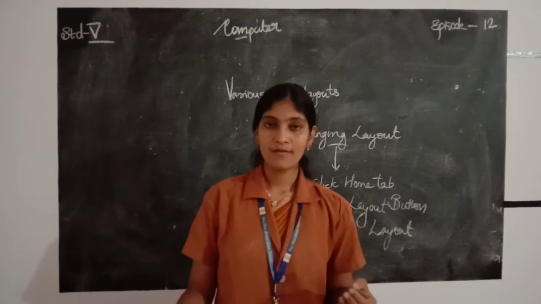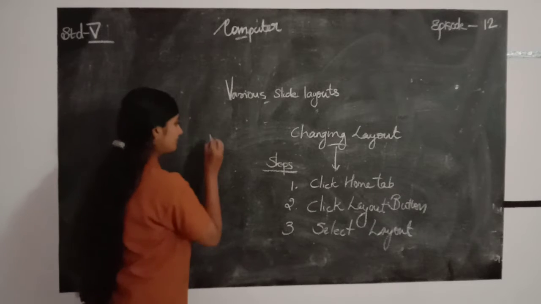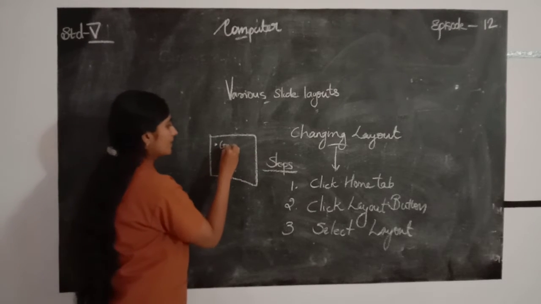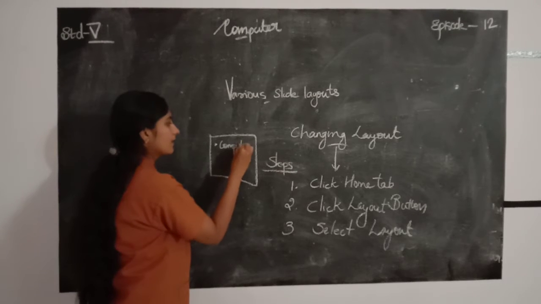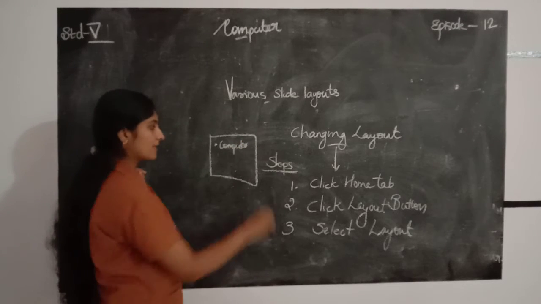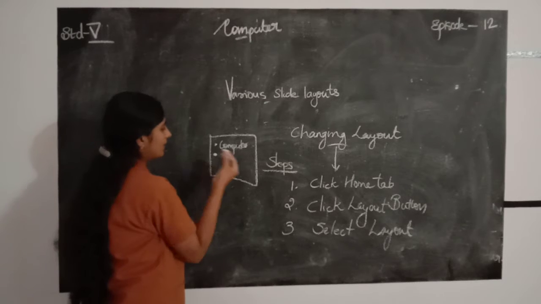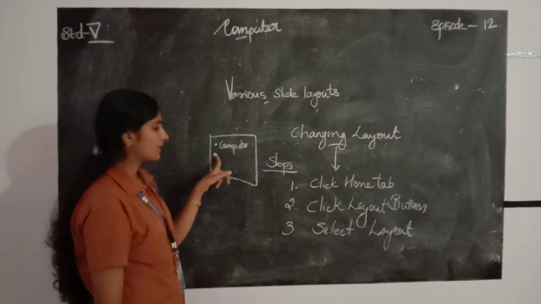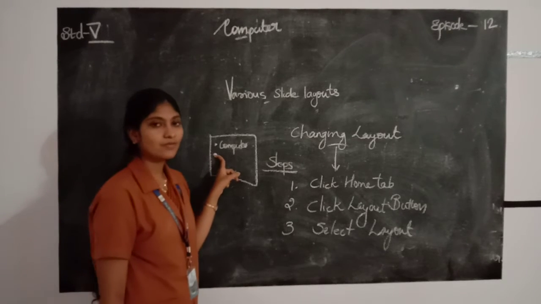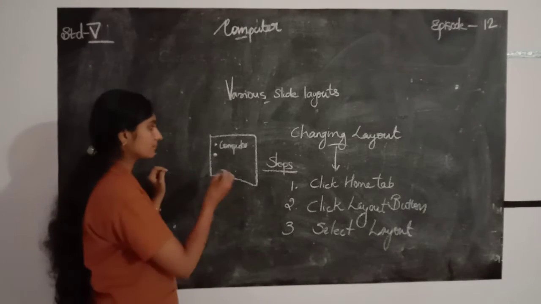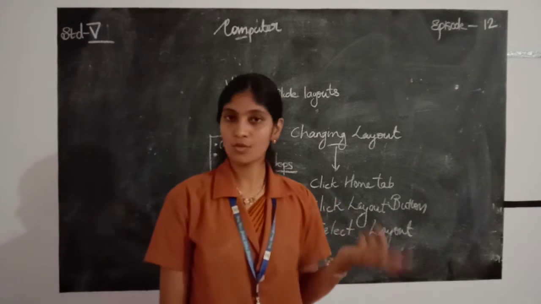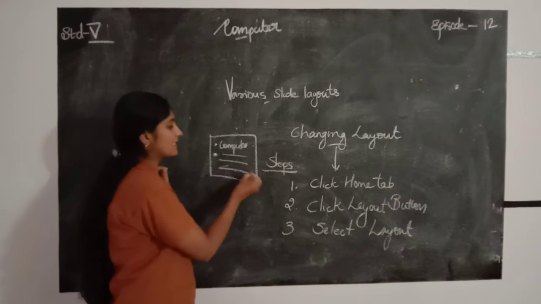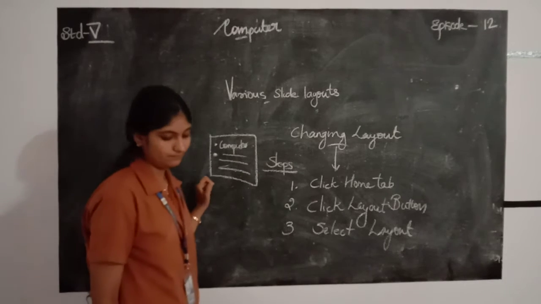And also, for example, look at here. This is the slide. So first, write computer. Then press Enter. What happens? In front of the next line, a bullet automatically appears. So that is how to add the contents. We can add the contents in a bulleted form.